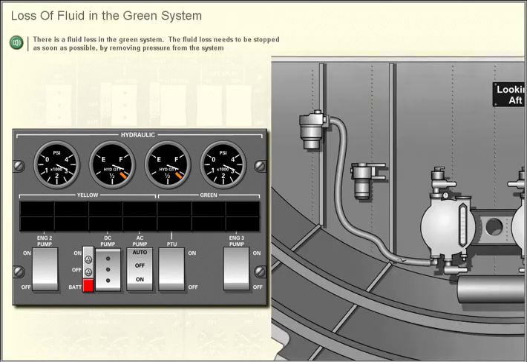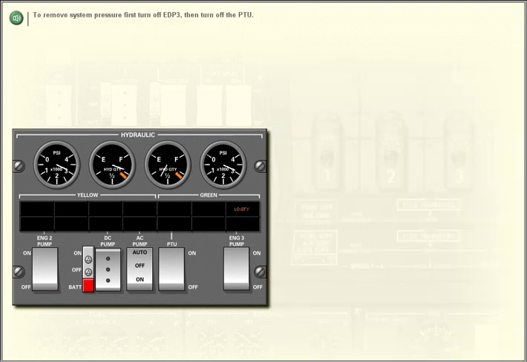Loss of fluid in the green system. There is a fluid loss in the green system. The fluid loss needs to be stopped as soon as possible by removing pressure from the system. To remove system pressure, first turn off EDP3, then turn off the PTU.